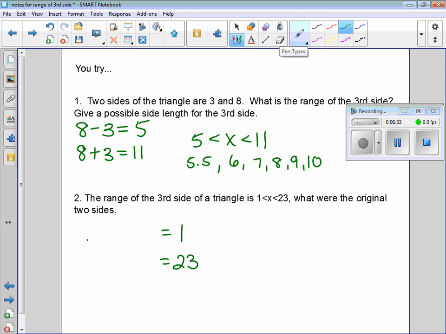So we just close the gap between the two numbers. So I tried 10 and 13, so now I'm going to try 12 and 11. 12 and 11 add up to 23. And when I do 12 minus 11, I get 1. So the original two sides of the triangle were 12 and 11.